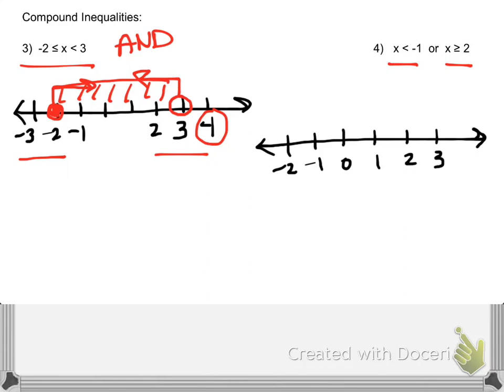Number 4, x is less than -1, so it's going to be an open circle. The values less than -1 are to the left, or greater than or equal to 2 are the values that are bigger than that. In other words, the only values that don't satisfy this inequality are the values that are between there. 0 is neither greater than +2, nor is it less than -1.